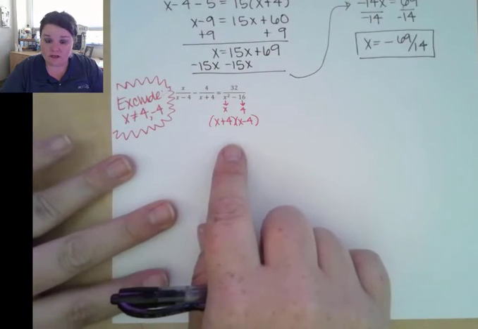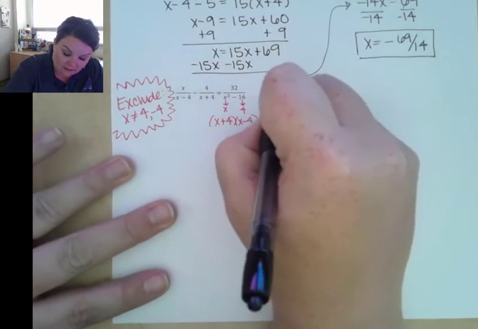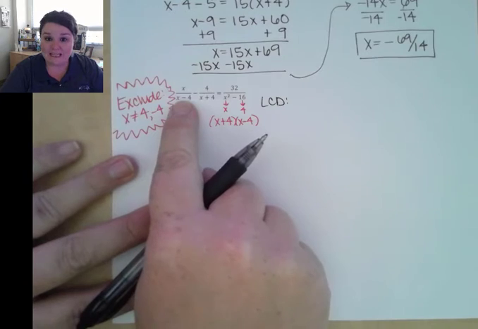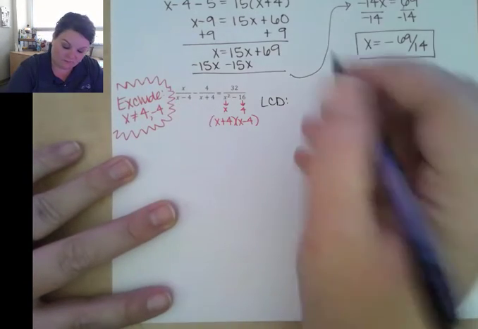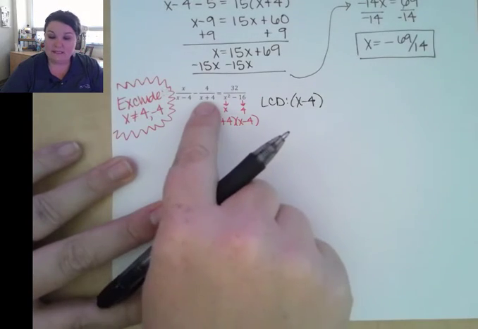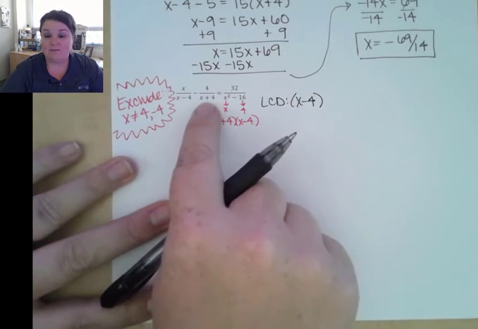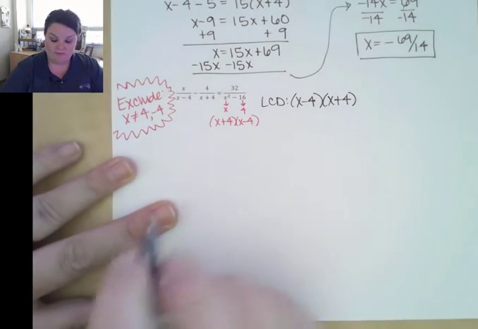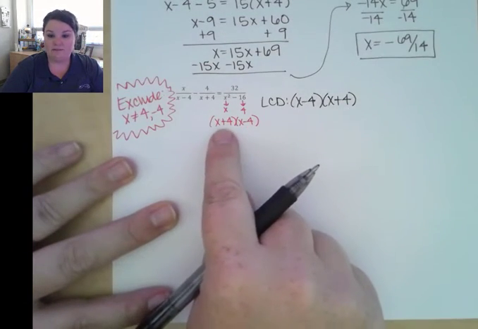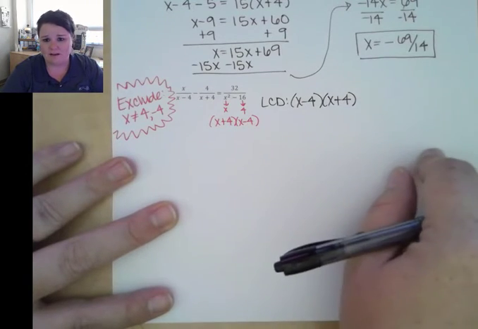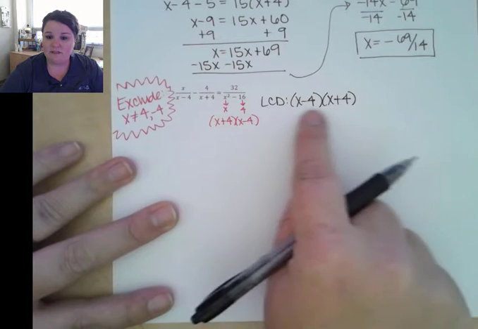So I need to look at my denominators and figure out what my least common denominator would be. So the first denominator, in order for it to cancel out, I need an x minus 4. So I'm going to go ahead and write that. For my second denominator to cancel out, I would need an x plus 4. So I'm going to go ahead and write that. And then for my third denominator, I need an x plus 4 and an x minus 4, which I already have those two written, so I don't need to write them again. So this is my least common denominator.